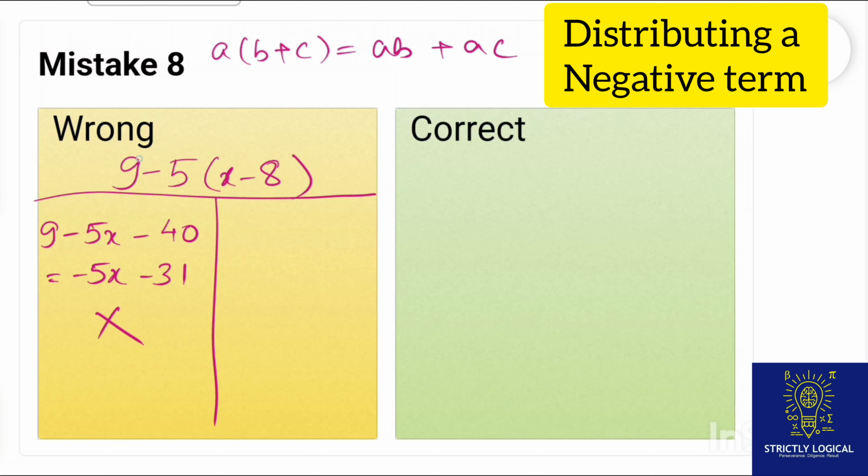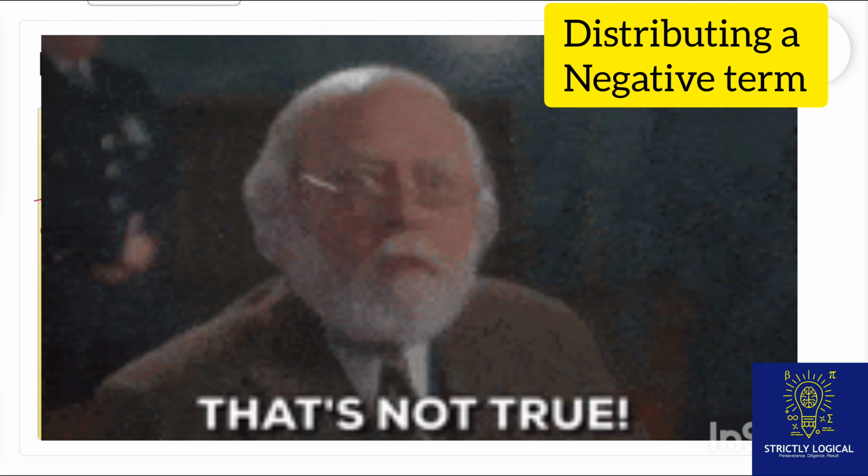The next type of silly mistake one can make is, because we have studied the BODMAS rule, 9 minus 5 is 4, 4 into x minus 8 would be 4x minus 32. This is also wrong. If these are the wrong solutions, then what could be the correct solution?